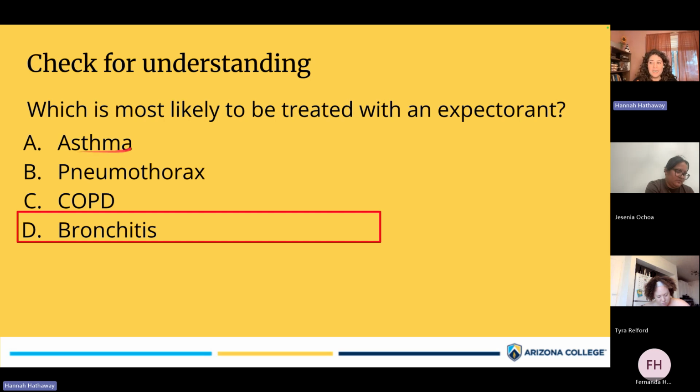Asthma, once again, we usually treat with inhalers or inhaled bronchodilators. And then COPD is going to be treated with a variety of different chronic medicines. And a pneumothorax is usually something you have to get treatment for in the hospital. So an expectorant is something you can buy over the counter. You can't over the counter treat your pneumothorax.